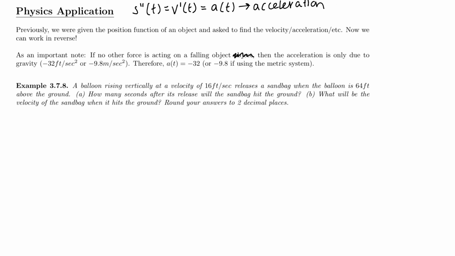A balloon rising vertically at a velocity of 16 feet per second releases a sandbag when the balloon is 64 feet above the ground. A, how many seconds after its release will the sandbag hit the ground? And B, what will be the velocity of the sandbag when it hits the ground? Round your answer to 2 decimal places.